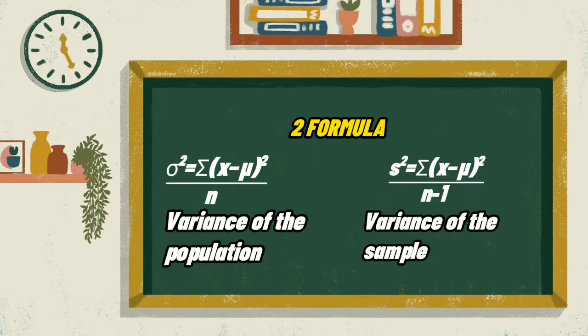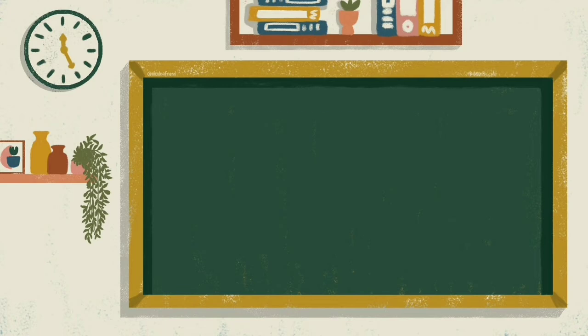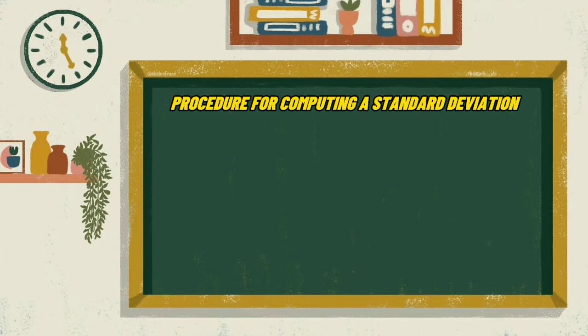Ang kaibahan lang nila is yung symbol, kasi variance is the square of the standard deviation. Dito sa formula ng variance, meron lang square, which is yung 2, compared sa standard deviation. Okay? So, yun lang yung pagkakaiba nila. Okay, so now let's proceed to the procedure for computing standard deviation.